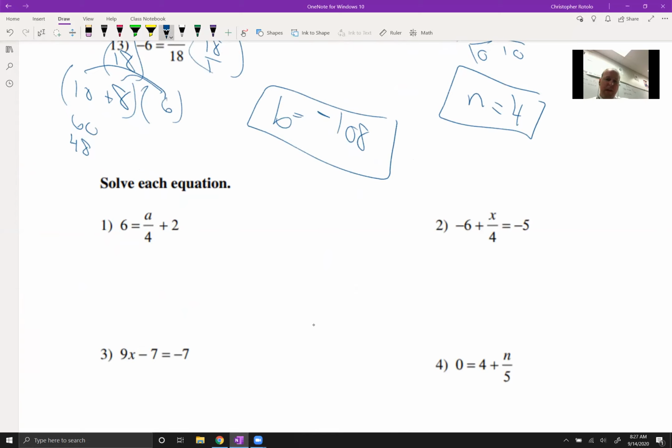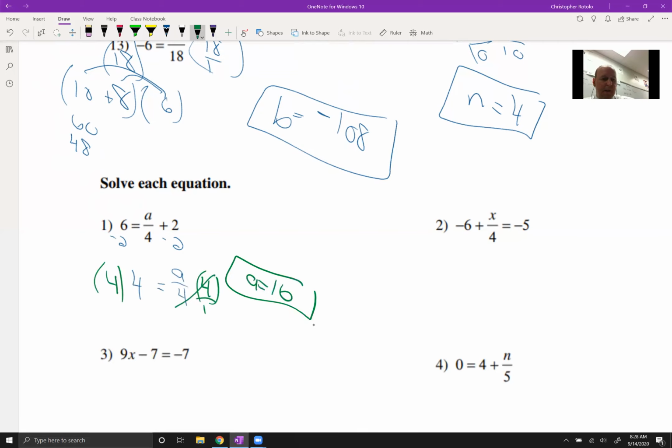So we're going to do everything in the reverse order here. I have to get rid of the 2 before I can do anything else. So a over 4 equals 4. And then in my second step, a is being divided by 4, so we're going to multiply both sides by 4, because remember, this is over 1, so they go away. So a equals 16, because that's our 4 times 4 on the left.